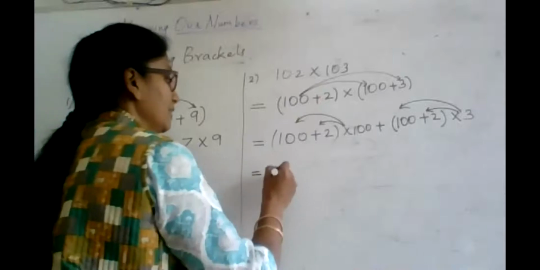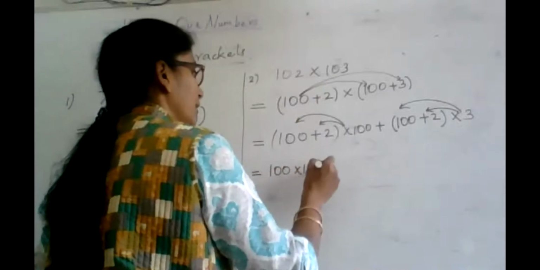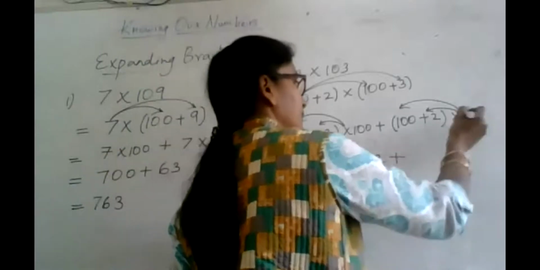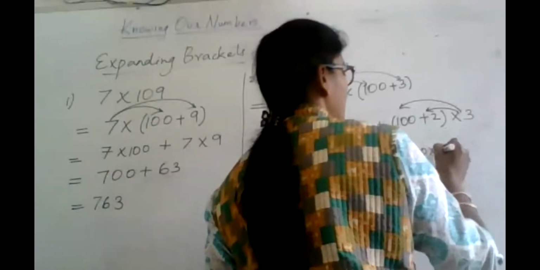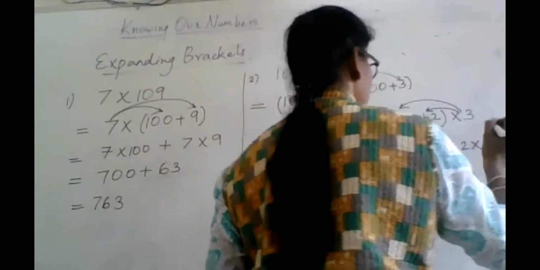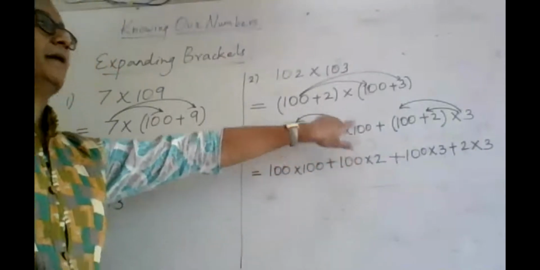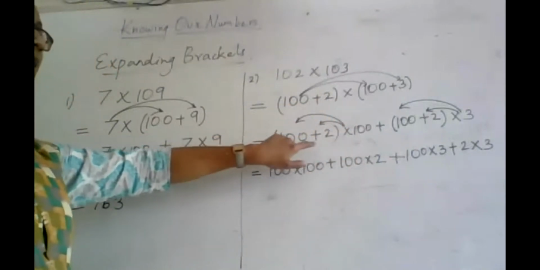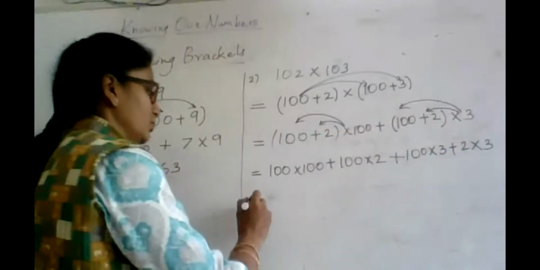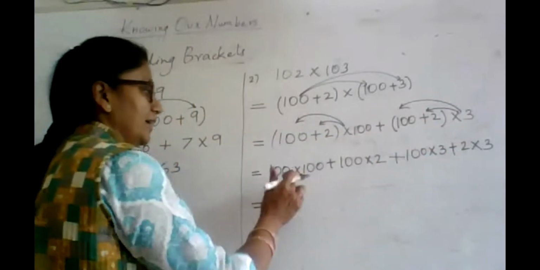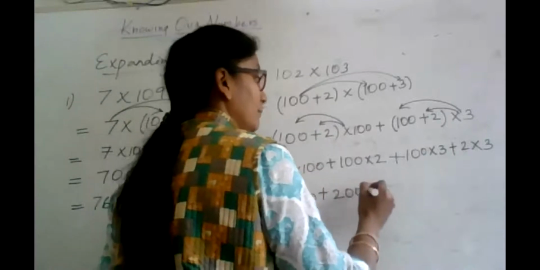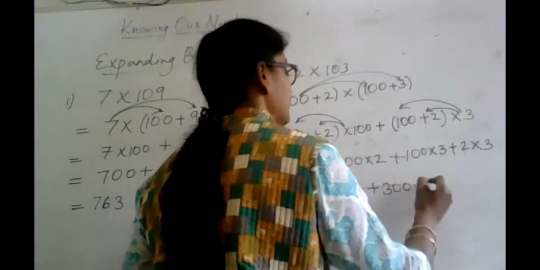So it will be 100 into 100 plus 100 into 2 plus, again this 3 is distributed with 100 plus 2 and then it is 2 into 3. So 100 multiplied is distributed over 100 plus 2. Here the multiplication is distributed over this addition. So now the result is very easy. 100 into 100 it will be 10,000 plus 200 plus 300 plus 6.